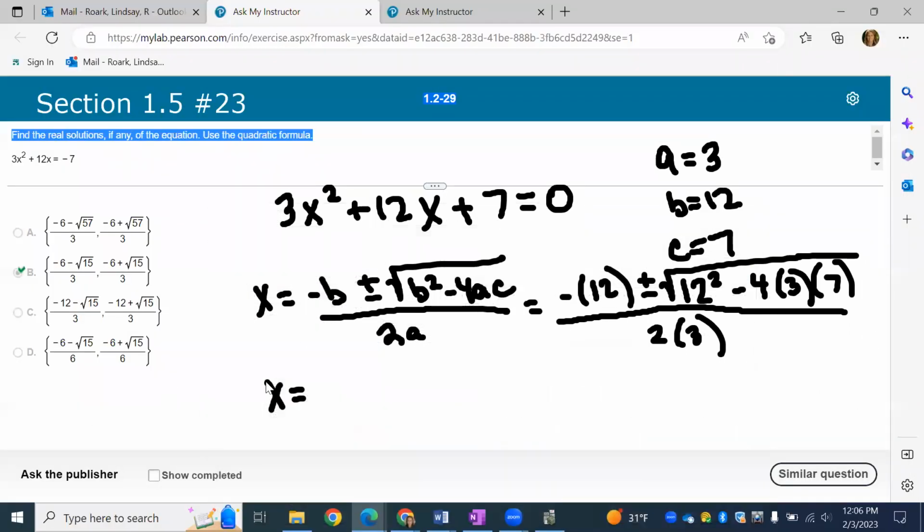So one issue I think, looking at the options, is that maybe something went wrong there. One of the options has 57 on the inside of the radical, so that might have been an issue.